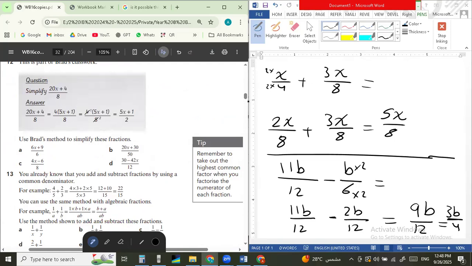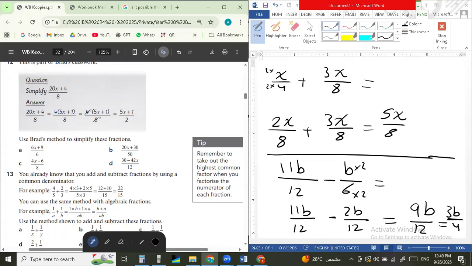The next question here, question 12, says this is part of Broad's classwork. All right, so here the instruction is to use Broad's method to simplify. The same technique exactly like what we've done up there. No difference at all. You can copy his answers. You can do the same thing exactly, his method. Let's do only one of them.